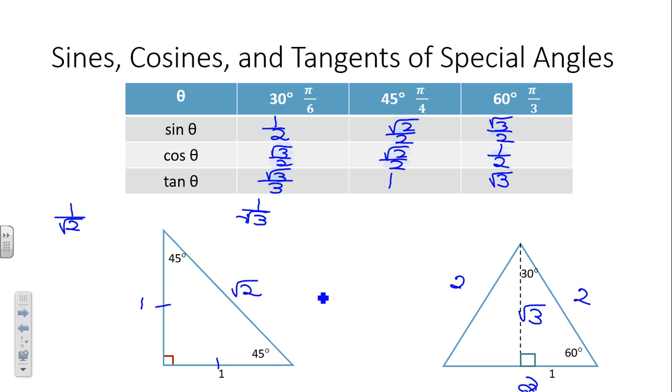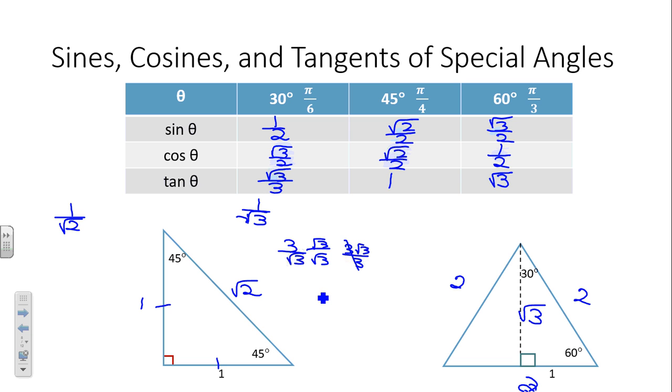So think, yeah, it's just going to be a radical 3. Yep. Because if we flip the 3 over the square root of 3 and we rationalize it, we get 3 square roots of 3 over 3, and it just becomes the square root of 3. Yep.